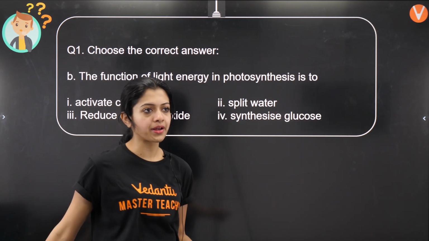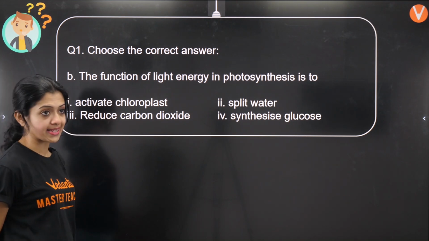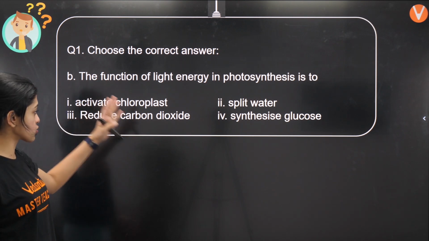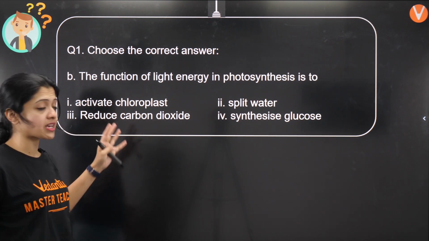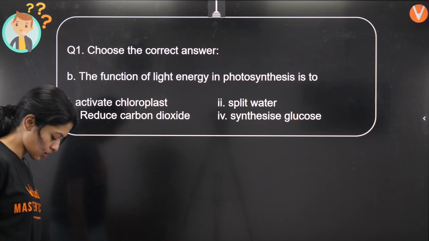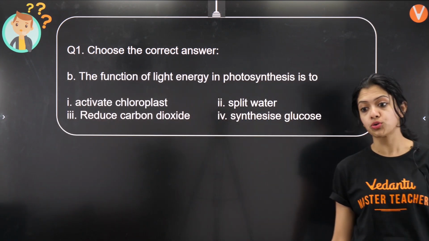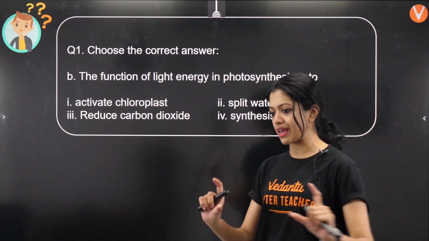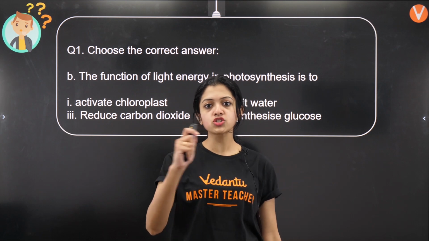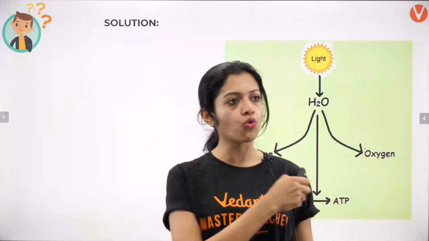Okay, next one. The function of light energy in photosynthesis is to dash. Is it to activate chloroplast? Is it to split water, reduce carbon dioxide or synthesize glucose? Yes, children. Which of these is the correct answer? Role of light energy in photosynthesis. Photo, the prefix photo itself is because of that. What is the significance? And your time ends in 3, 2, 1 and go.